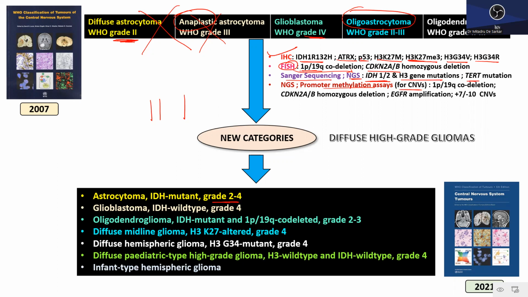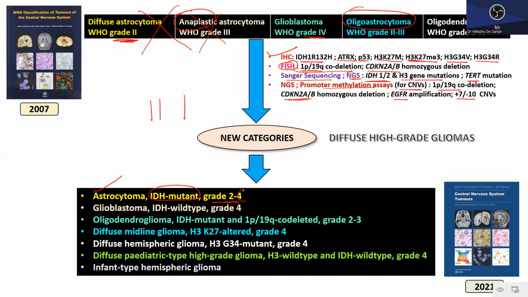And the copy number variations that I talked about, 1p19q co-deletion, homozygous deletion of CDKN2A/2B, EGFR amplification, and gain in chromosome 7 and loss in chromosome 10, all can be addressed by next generation sequencing or by promoter methylation assays. Utilizing this approach, we see that the new diagnostic terminologies that we come across are astrocytoma of the IDH mutated category, which in turn includes grade 2, grade 3, and grade 4.